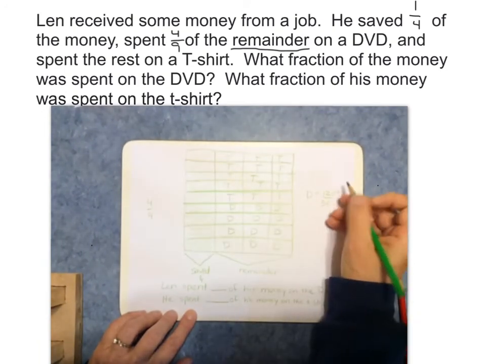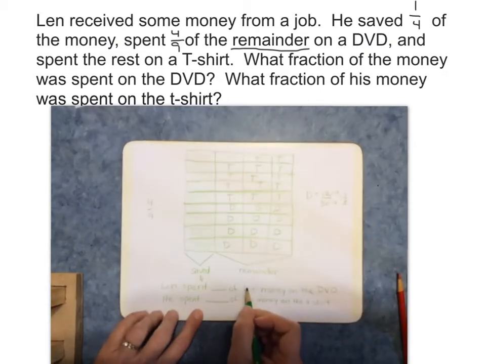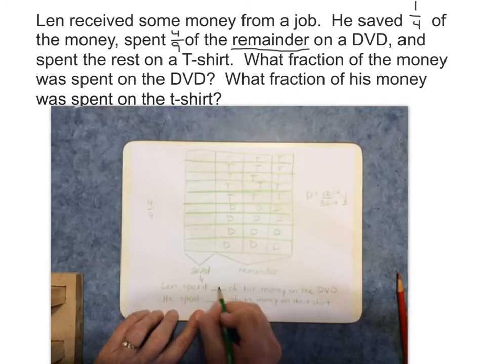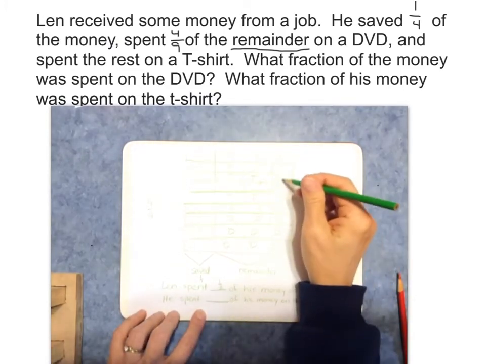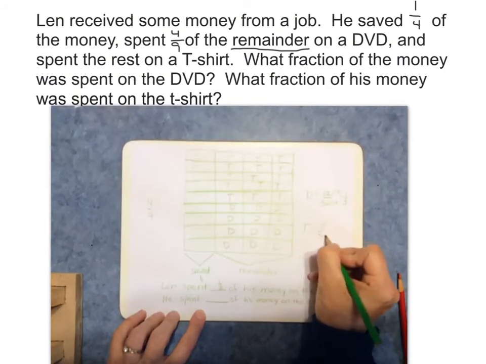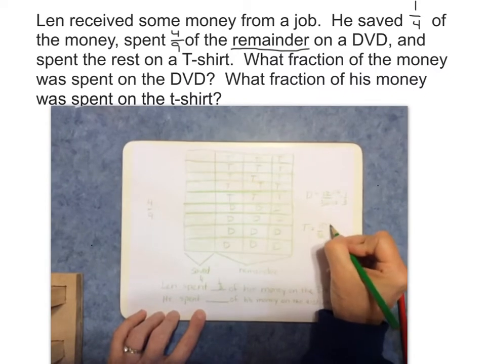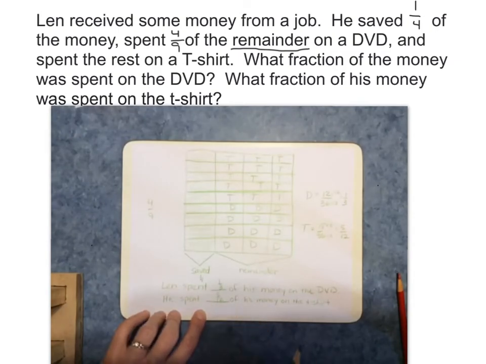Those both divide by 12, the greatest common factor, to give us 1/3. So 1/3 of his money was spent on the DVD. The t-shirt has 1, 2, 3, 4, 5 by 3, 15 out of 36. Those both divide by 3 to give us 5/12 of his money on the t-shirt.